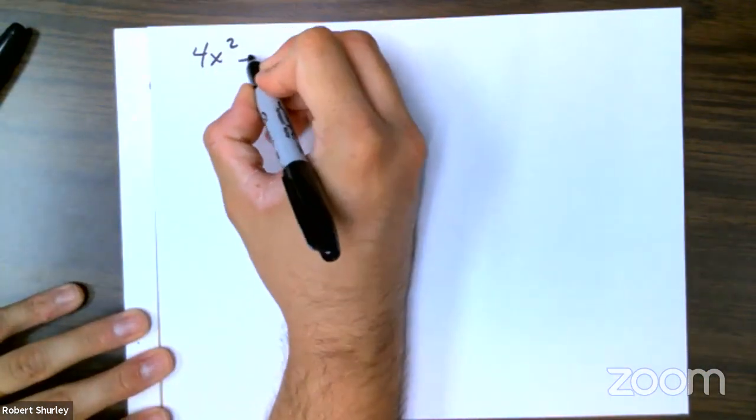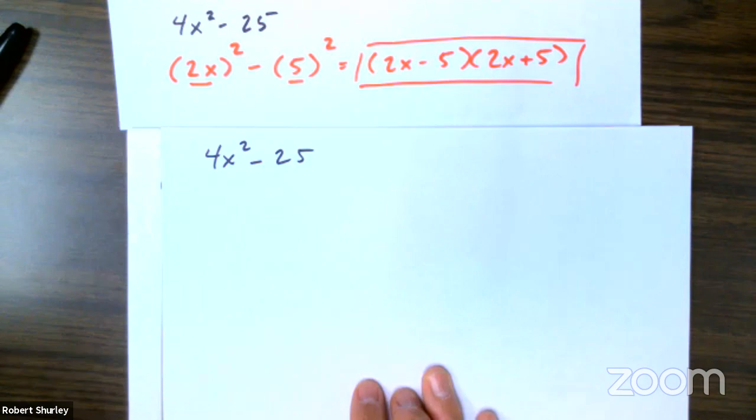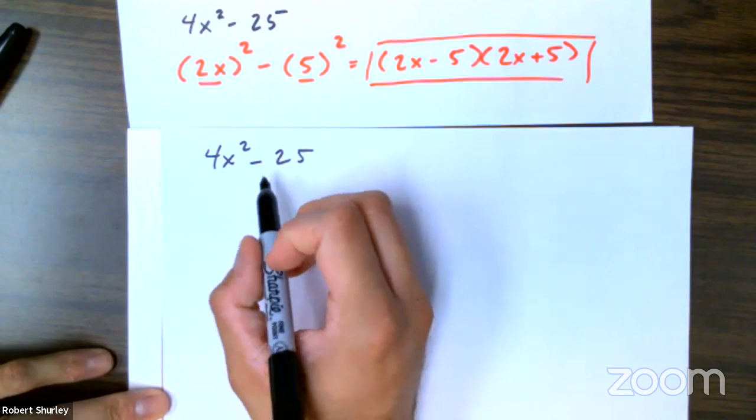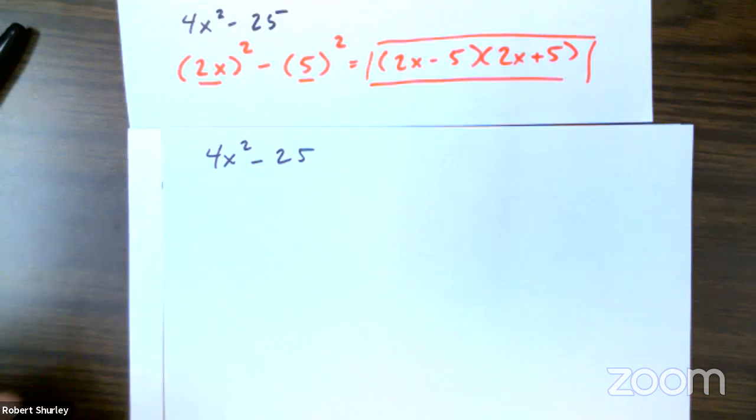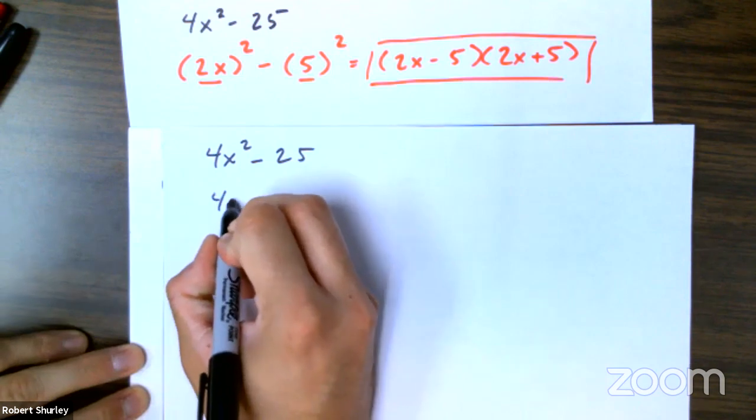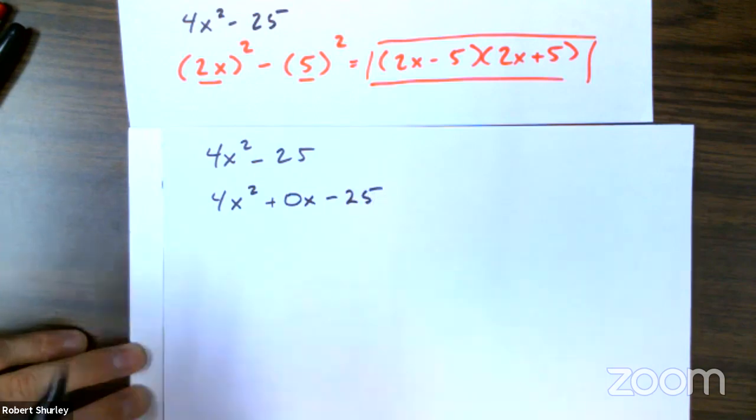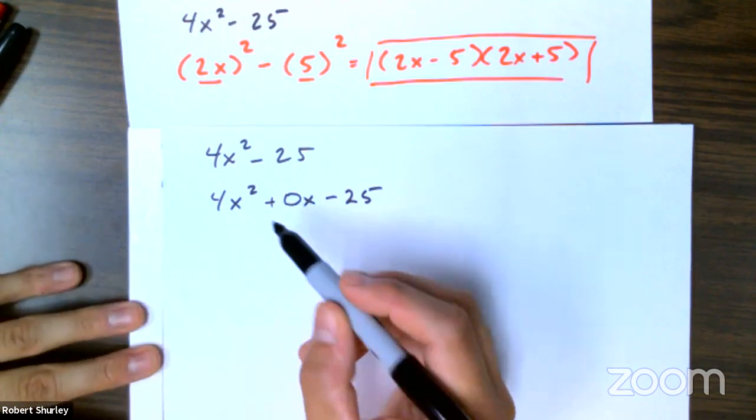Remember that's 4x squared minus 25. If I wanted to do this with the AC method, notice there's a missing variable in the middle. I have to create it, and to bring something out of thin air, you have to make sure it's multiplied by 0. So this would be 4x squared plus 0x minus 25. You have to have a trinomial to start this AC method.